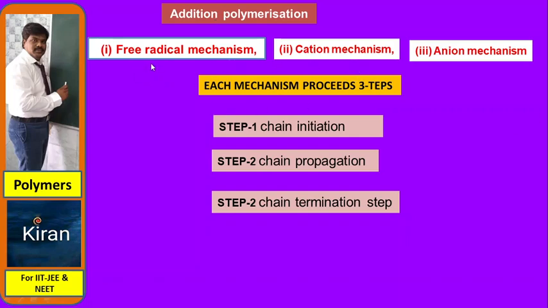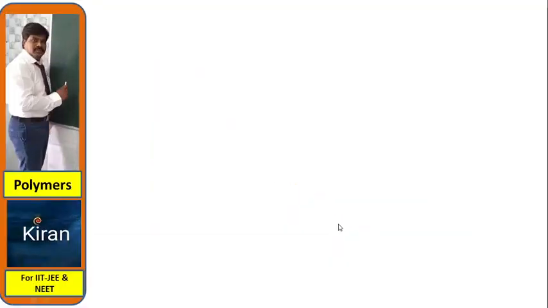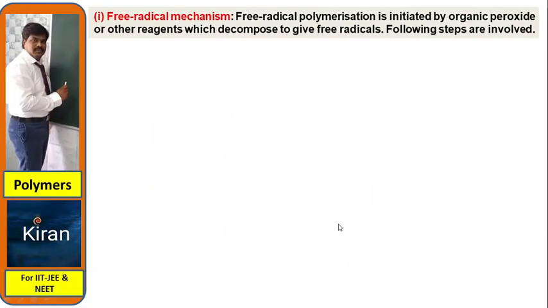As per our CBSE board, we have only the free radical mechanism. The addition polymer is formed by the free radical mechanism through three steps: chain initiation, chain propagation, chain termination. We will see one example of how the polymerization mechanism proceeds. Free radical polymerization is initiated by organic peroxides. The free radical mechanism starts with a few molecules which are organic peroxides or other reagents, which decompose to give free radicals. The following steps are involved.